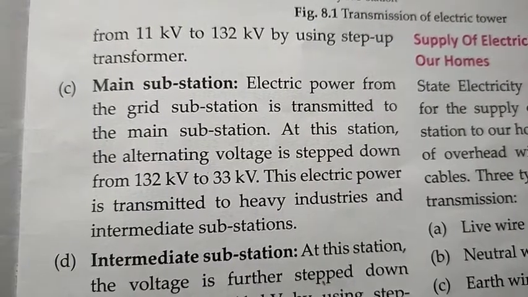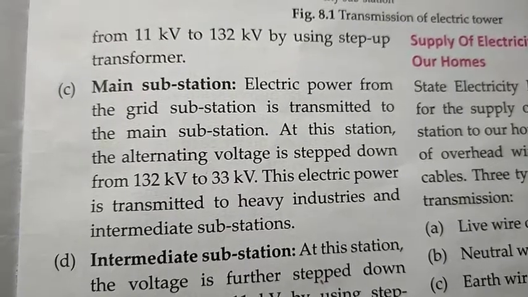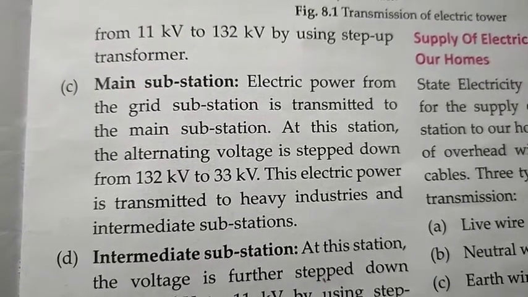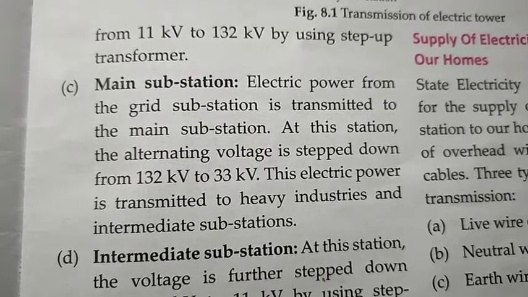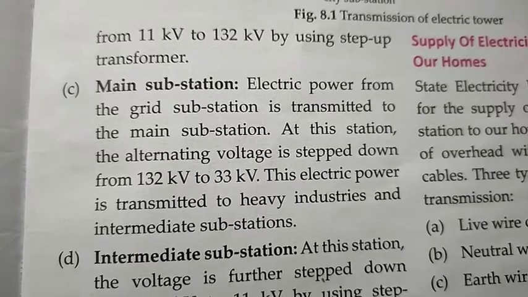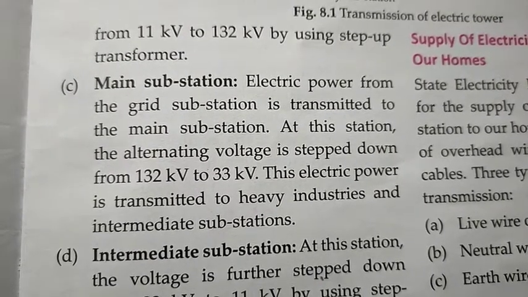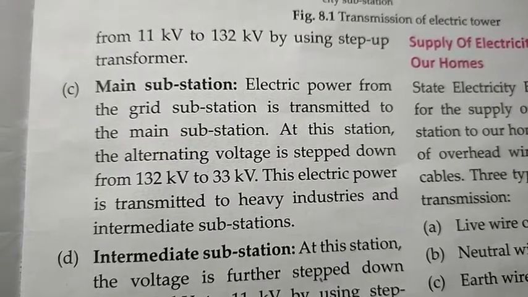Now from the grid substation, the electric power is transmitted to the main substation, and at this substation the alternating voltage is stepped down from 132 kilovolt to 33 kilovolt. Now this electric power is transmitted to heavy industries and intermediate substations.